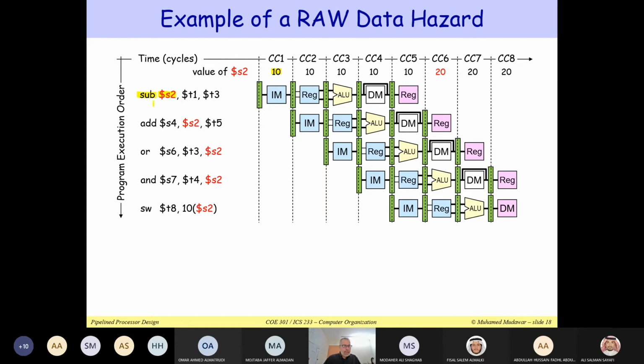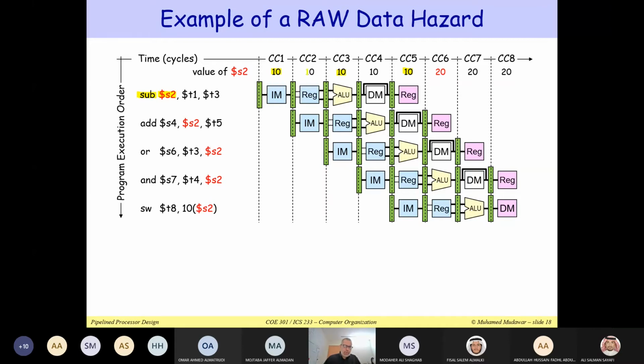And now the subtract instruction is going to compute a new value for S2, and the new value will be 20. But the subtract has to go through these 5 stages of the pipeline. So this is a graphical representation.